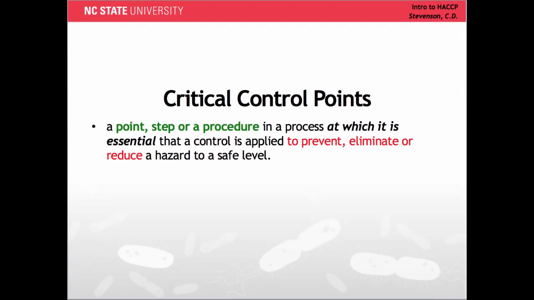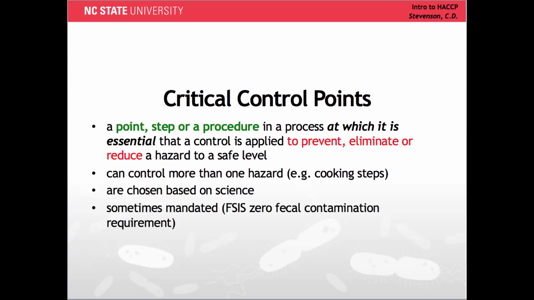A CCP is a point, step, or a procedure in a process at which it is essential that a control is applied to prevent, eliminate, or reduce a hazard to a safe level. A CCP can control more than one hazard at a time. For example, cooking steps often destroy more than one type of pathogen. CCPs are chosen based on science-driven decisions, and they are sometimes mandated. For example, the FSIS has a requirement that there will not be any fecal contamination at the point of slaughter.